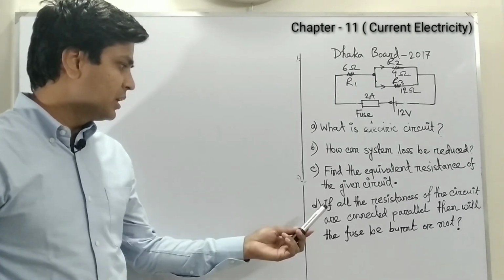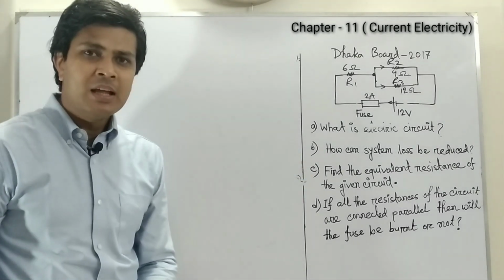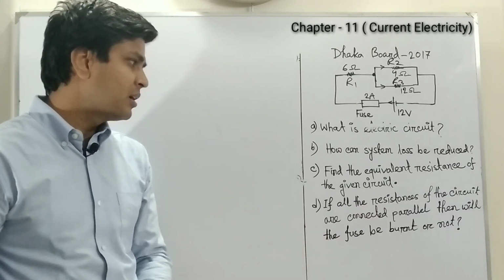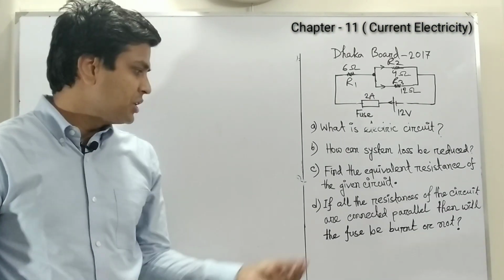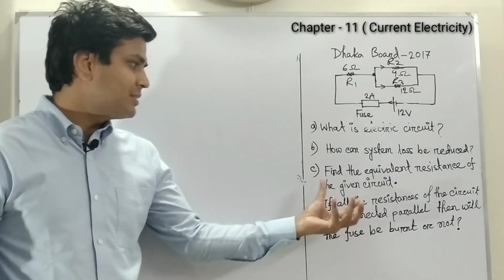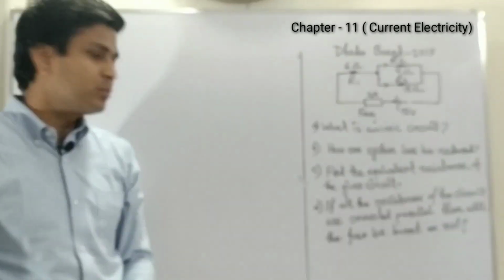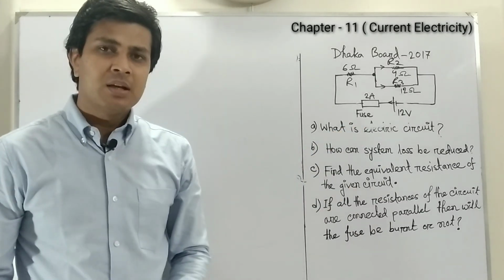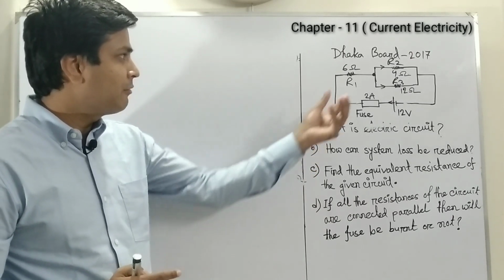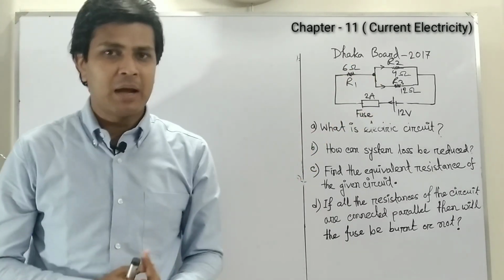Question D. Look at the question. If all the resistances of the circuit are connected in parallel, then will the fuse be burned or not? The capacity of the fuse is 2 ampere. We have to calculate the current supplied by the circuit when all the resistances are connected in parallel.